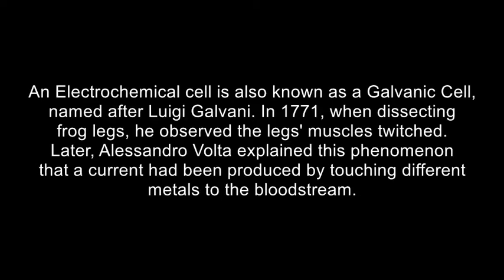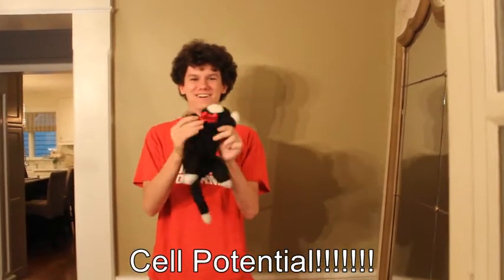Did you know that? An electrochemical cell is also known as a galvanic cell, named after Luigi Galvani. In 1771, when dissecting frog legs, he observed that the leg's muscles twitched. Later, Alessandro Volta explained this phenomenon, that a current had been produced by touching different metals to the bloodstream. Well, now you know.